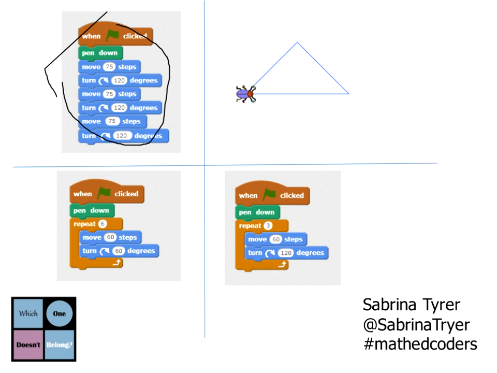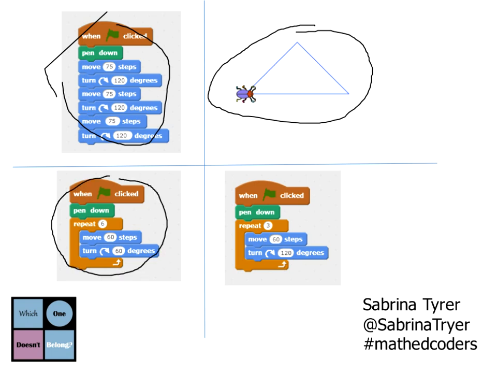We're moving 75, turning 120 degrees, moving 75, turning 120 degrees. So we've got an equilateral triangle in the first example. Then over here, we've got an isosceles triangle, so 2 angles are the same and 1 angle is different. Over here, we've got a hexagon with all of the degrees the same. And over here, we've got an equilateral triangle.